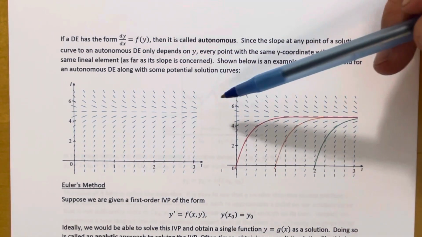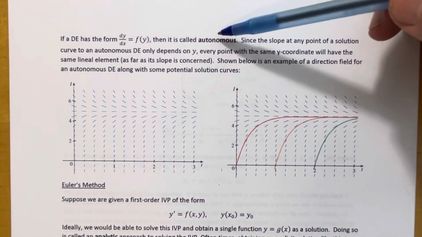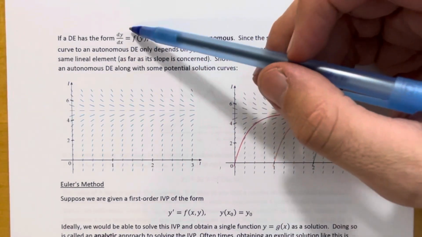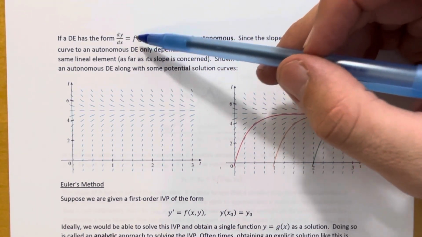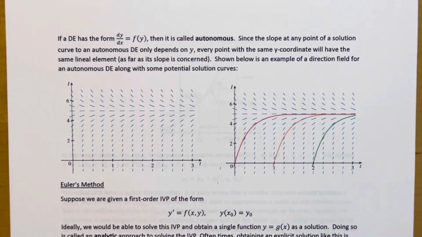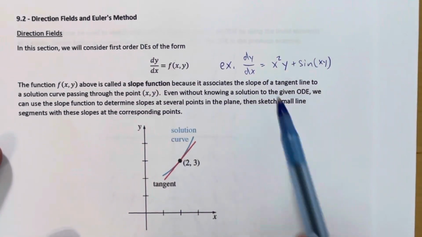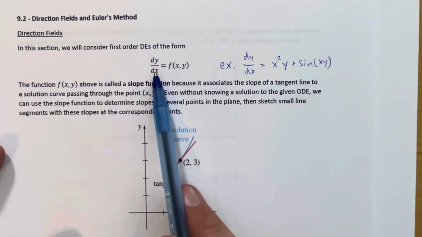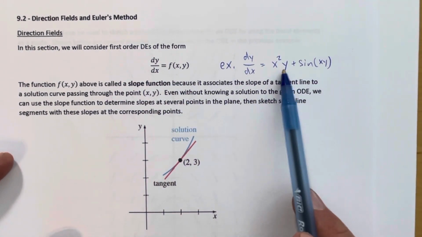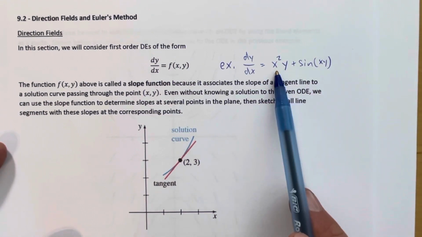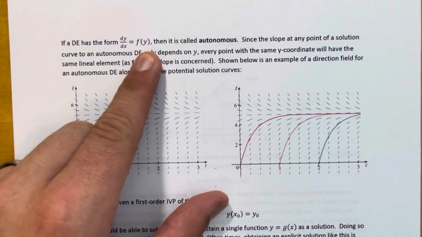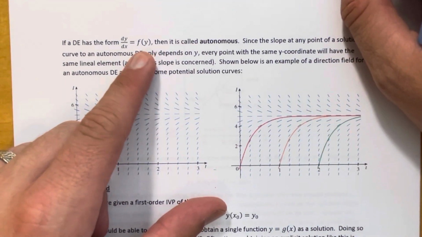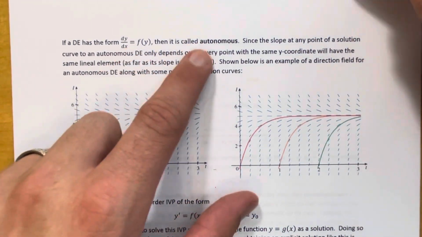Now, in the topic of direction fields, it's a good time to introduce this term right here. So if you have a differential equation, dy/dx, and it's equal to a function of only y. Remember, on the first page, we said that we were looking at DEs of this type, where dy/dx is equal to a function of both x and y. But if there are no x's appearing on this side right here, if I'm only getting y's, then we call this type of differential equation autonomous.